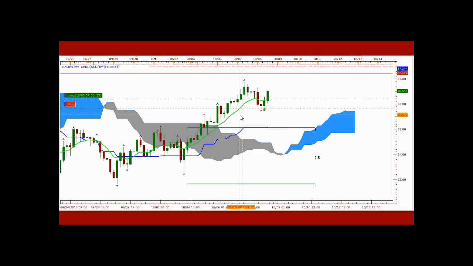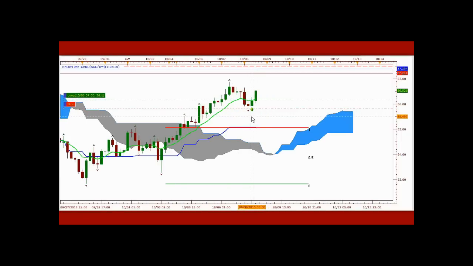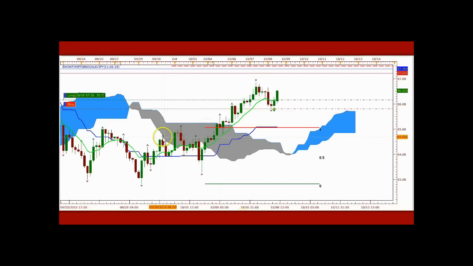So fractals are very important. Fractals keep me in the proper direction of the trade. Fractals allow me to place my stop loss where a more technical level is, and definitely keep me from jumping into trades when I shouldn't be in trades and going in the wrong direction of the market.